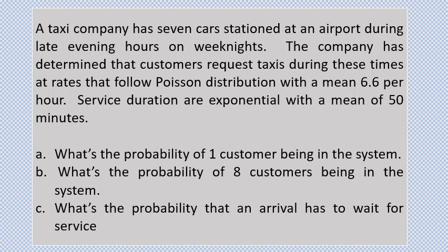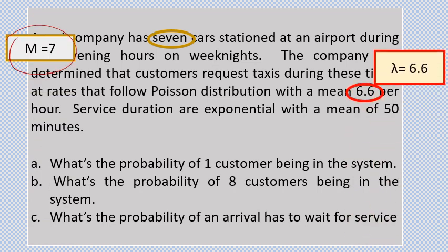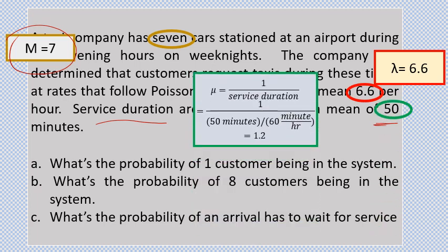So this is a good question to look at because it asks you so many things about waiting lines. You have a taxi company that has 7 taxis. So we could think of the taxis as servers, so we have m equal to 7. We have lambda 6.6. Now the service duration is 50 minutes. This is a duration, so we have to convert it to a rate by taking 1 over that service duration. Since our arrival rate is given per hour, our service rate should be per hour, and we get 1.2 per hour.